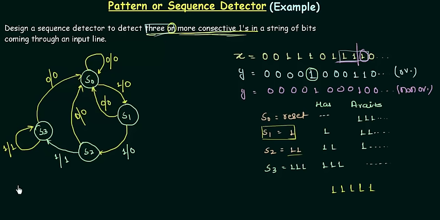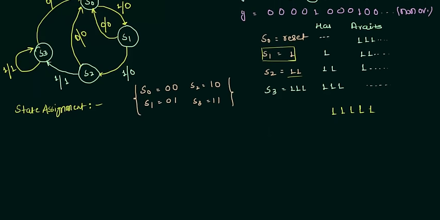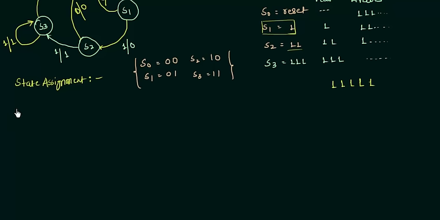For that we have to do the state assignment. We will assign the binary codes to the states. Very simple. Let's say S0 is 00, S1 is 01, S2 is 10, and then S3 is 11. This is our state assignment, and now we will make the state table for this. So let's make the state table.